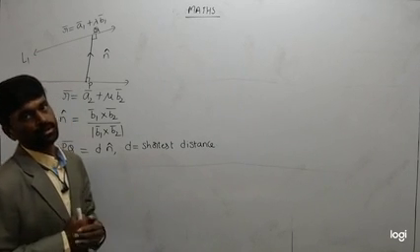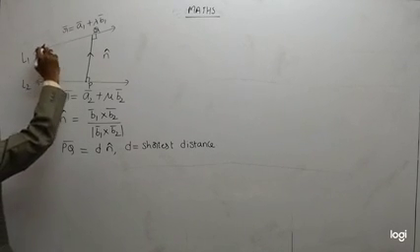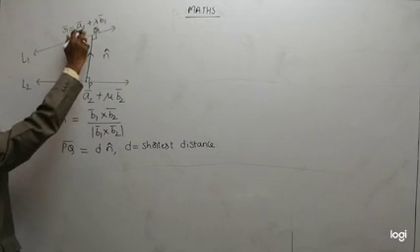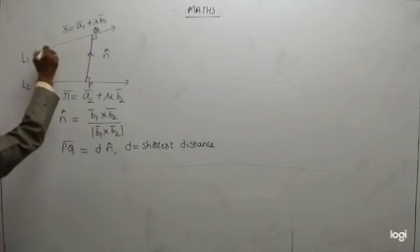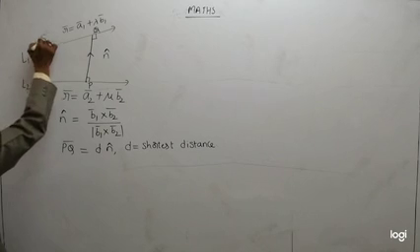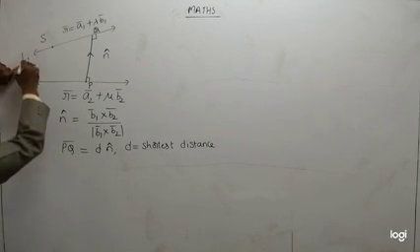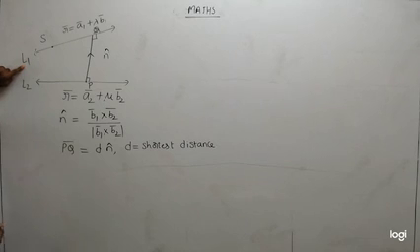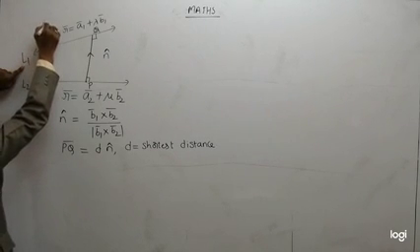So it is the magnitude of the shortest distance vector, or we can say simply it is the shortest distance. Now if you observe, the line L1 passes through a point whose position vector is A1 bar. So let S be a point on the line L1 such that its position vector is A1 bar. The position vector of S is A1 bar.